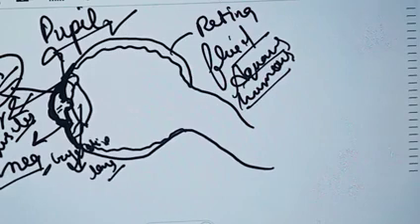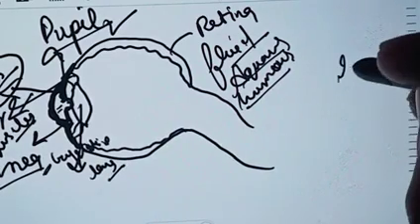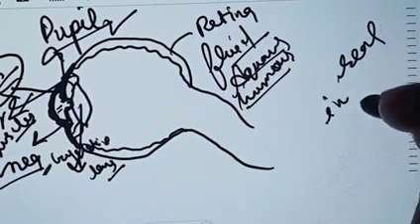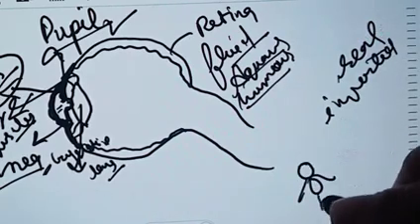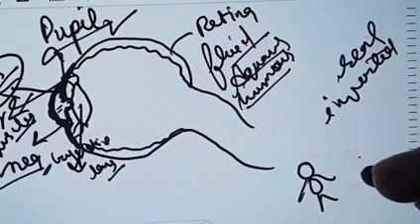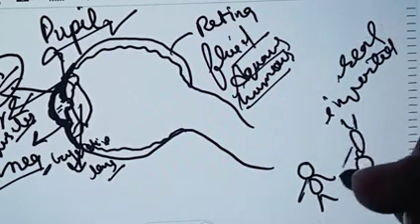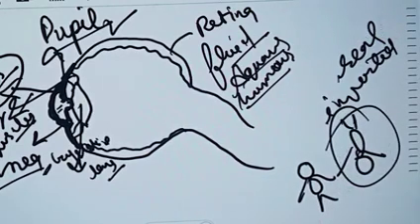One more thing, the image which is formed on the retina is real but inverted. Inverted means that if a person is like this, on the retina it will look like this. This is inverted.